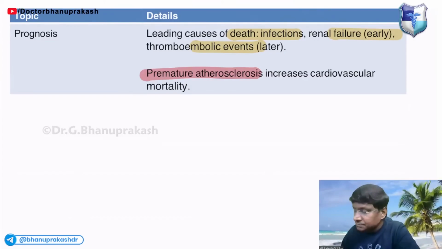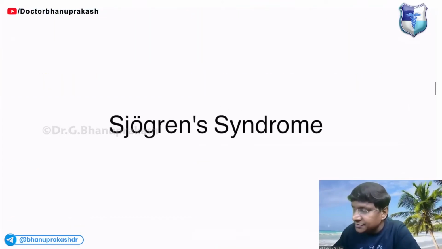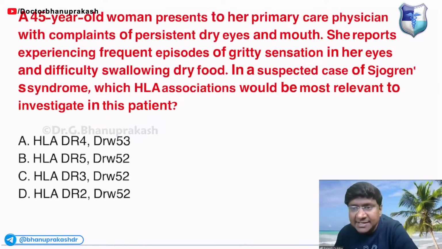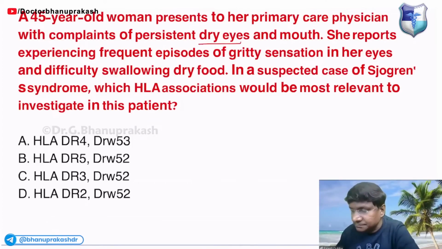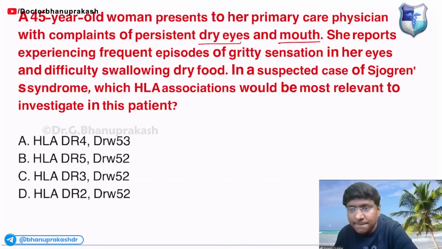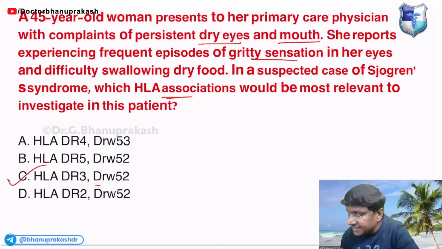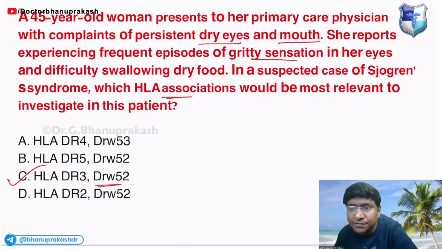SLE is over. Coming to the next topic for quick revision, that is Sjogren syndrome. Basically, in the clinical scenario that is given, there are dry eyes and dry mouth, episodes of a gritty sensation in the eyes, and difficulty in swallowing. So, dry eyes and dry mouth, suggestive of Sjogren's. What is the HLA association? The HLA association in Sjogren's is HLA DR3, DRW52.